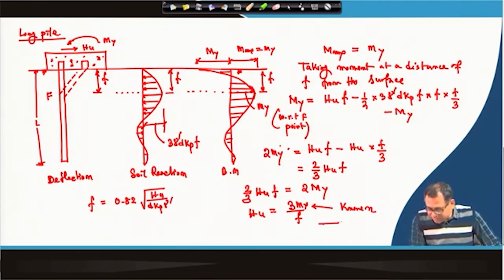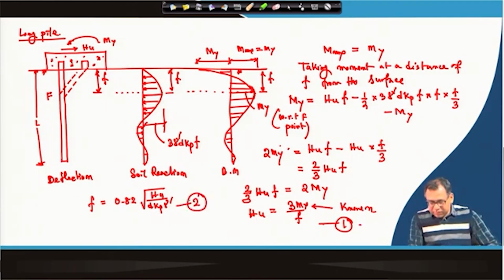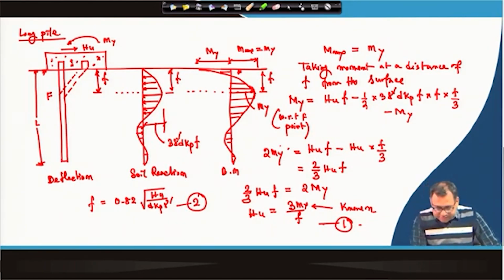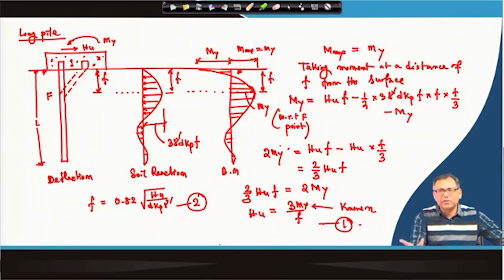So, this equation 1 will give us the HU, equation 2 also gives us the F value. So, we have two unknowns, F is one unknown, HU is another unknown, and we have two equations. So, we will solve and we will get the HU, and the maximum moment is now the yield moment. So, that is known. So, this way we can determine the HU and the position of maximum moment for a long pile. And here also I have derived for cohesionless soil, I have discussed the equations for the 5 cases, what are the possible equations.